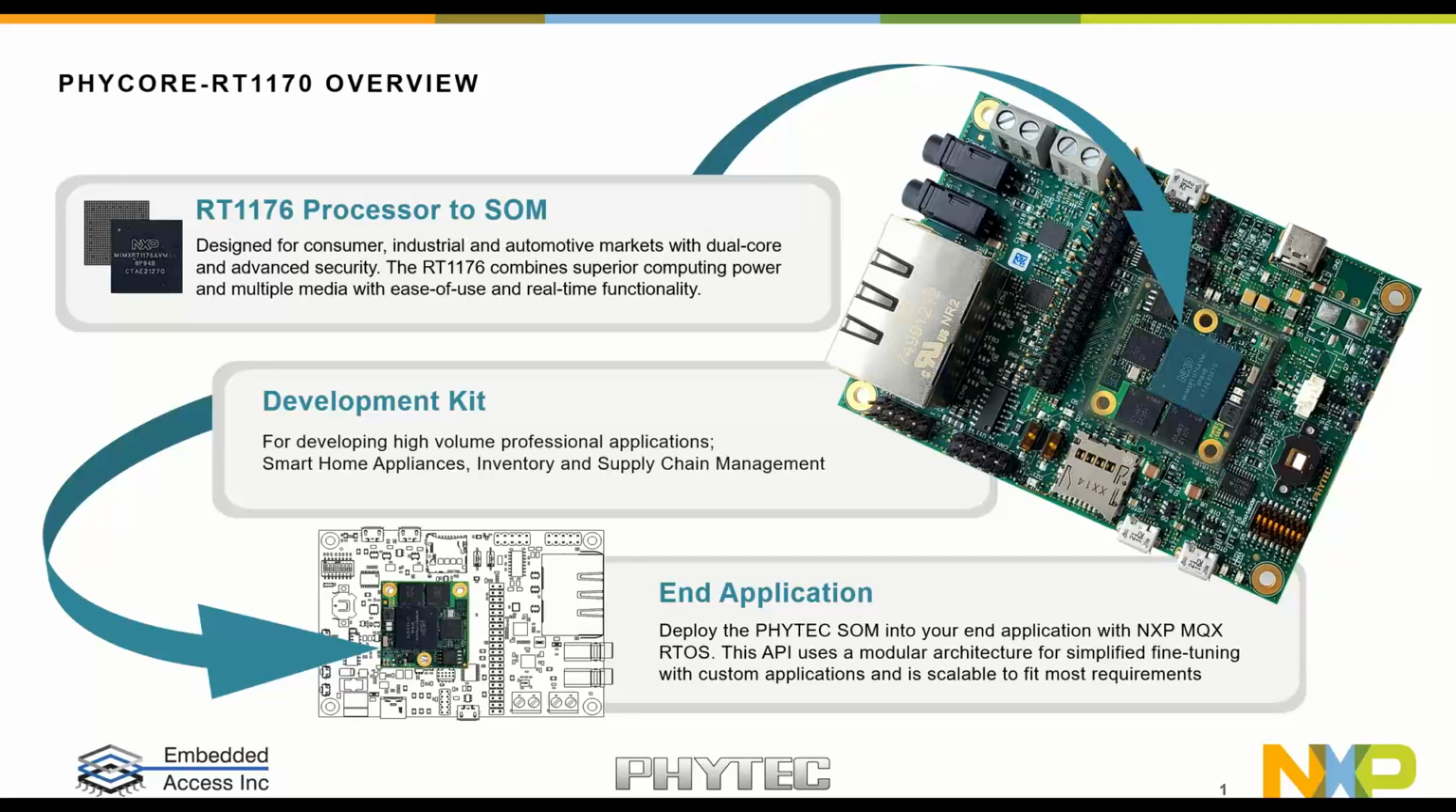So the basic steps are simple to get started. You choose a processor, in this case, the RT1176. You purchase a development kit for the processor, and you start working on designing a carrier board with it. Then finally, you deploy the SOM into the carrier board for your end application. So a big advantage here is we've completed the difficult portion of the PCBA design process around an MCU. This allows you to easily get started and get to market much faster.